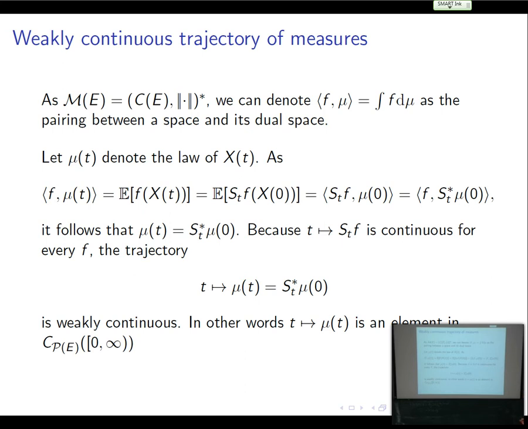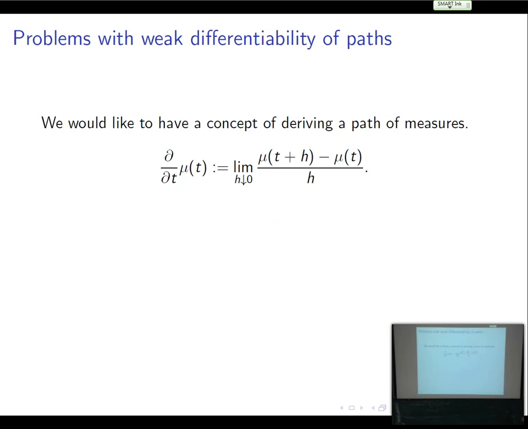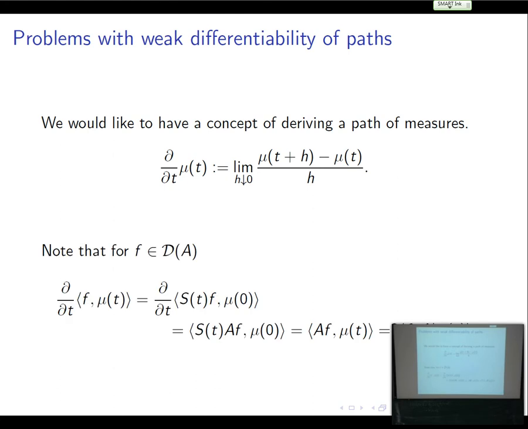Well, this is very important because I want to come up with a definition for differentiability. And now I've seen that I know that this trajectory is weakly continuous. So maybe I can also use such an approach to define differentiability. So okay, I want to find a concept of how to differentiate such a trajectory. Okay, now let's take a function in the domain of my generator, and let's see what happens.